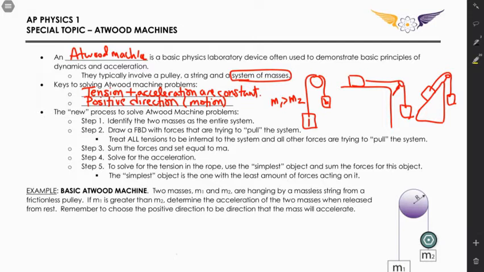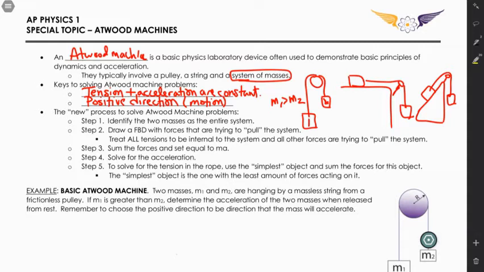So the first thing you're going to do is identify the two masses as the entire system. And if you need to, you can circle it. Here's my system. So when I draw a free body diagram, I'm just going to take those objects and say this big mass is equivalent to those objects. So if I have a 2 kilogram mass and a 3 kilogram mass, I can take a 5 kilogram mass, drop it with these two forces, and it would be the same effect as if I had a 2 kilogram and a 3 kilogram separately.